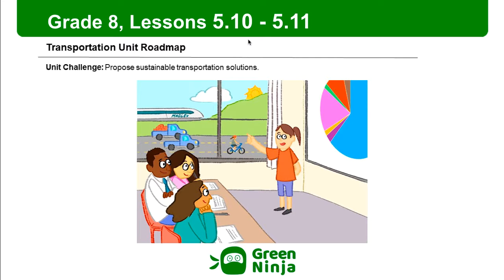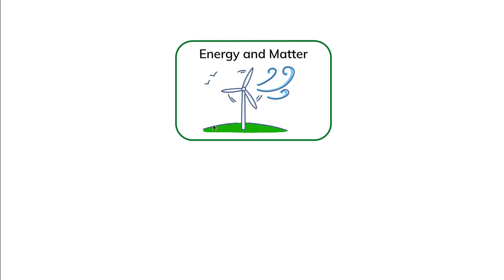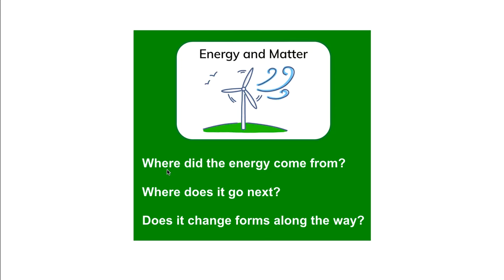Our next section of lessons focuses on friction. Since energy is so important to transportation, let's use our energy and matter cross-cutting concept to help us figure out even more insight into what's going on. Whenever we see energy, we can ask 3 questions. Where did the energy come from? Where does it go next? And does it change forms along the way?